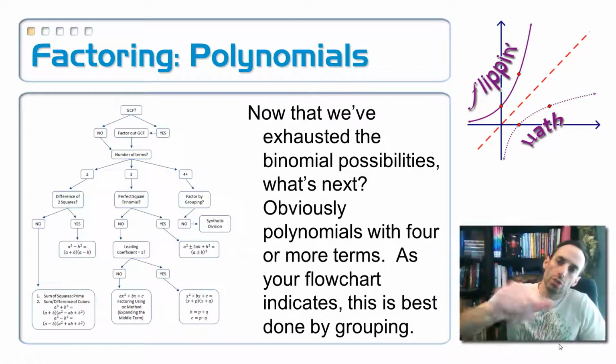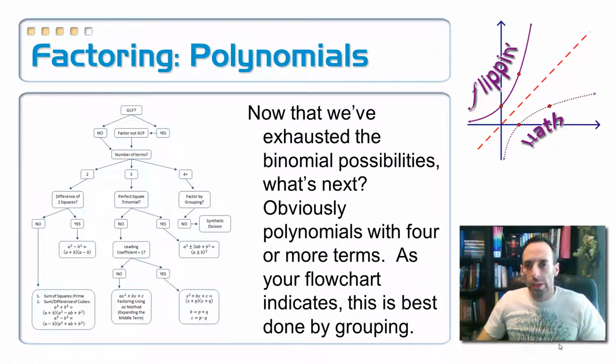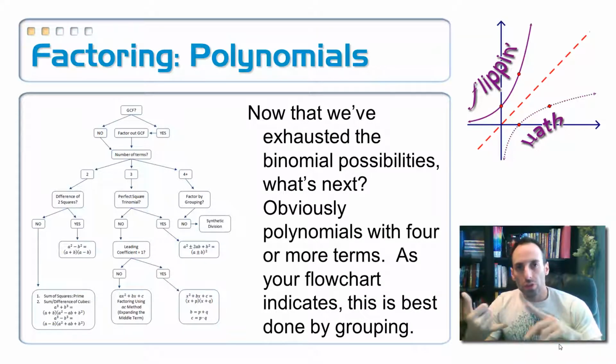Alright, so let's get our flowcharts back out. Take a look at it again. We've been deciding on the number of terms. So the first thing was always GCF. Does it have it? If it does, factor it out. Now you move on to how many terms it has.